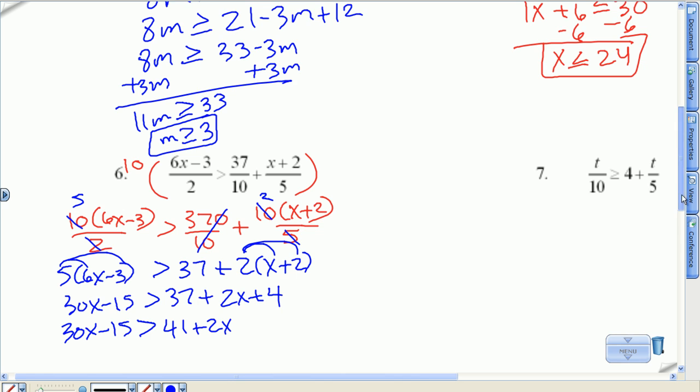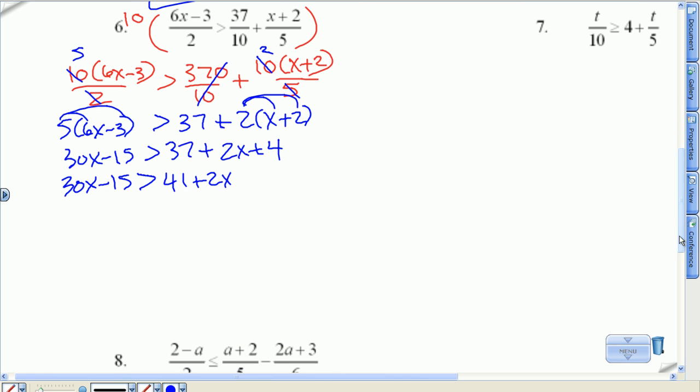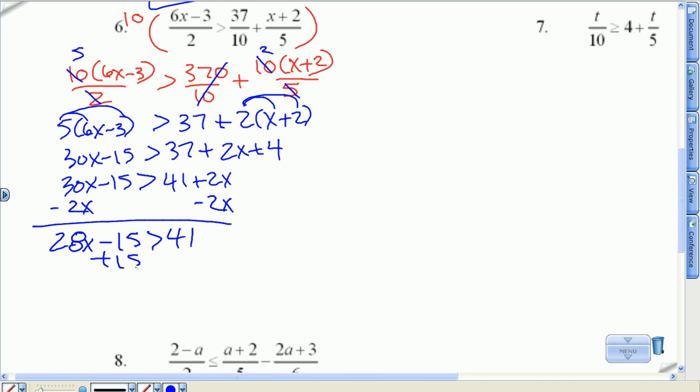Scroll down and give ourselves a little bit of room. See what we'll do here. We'll subtract 2x from both sides. You get 20. Ooh, almost made a math mistake. 28x minus 15 is greater than 41. I'll add 15 to both sides. 28x is greater than 56. And I'm going to guess that goes in 2 times. 28 times 2 is 56. So x is greater than 2.